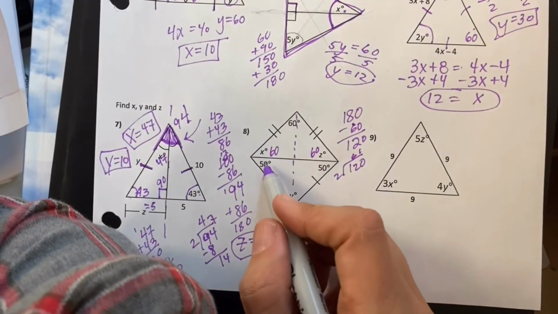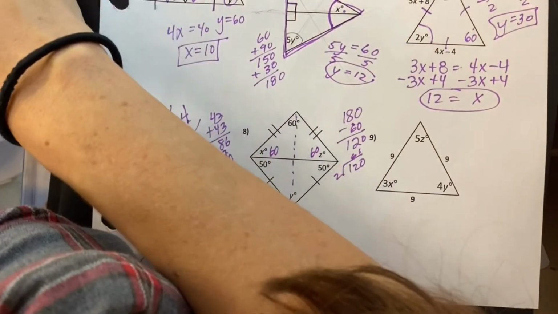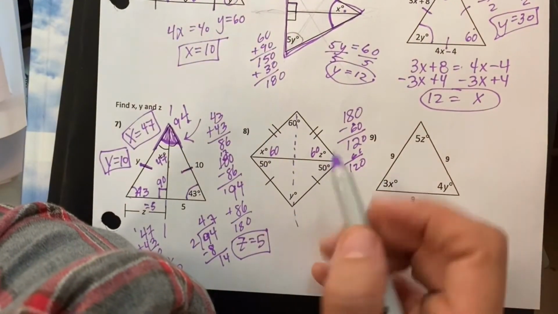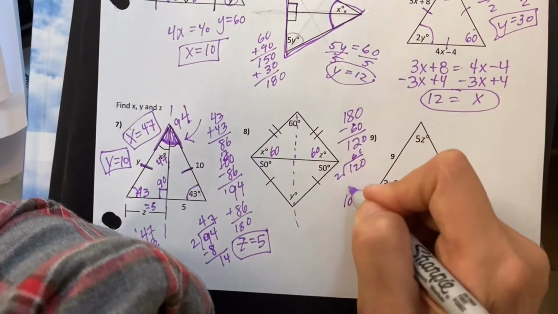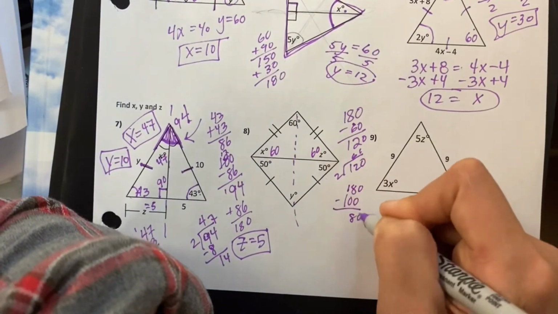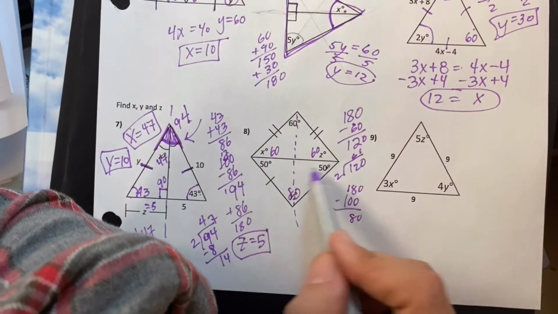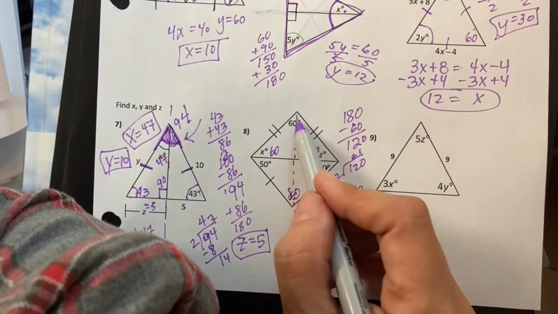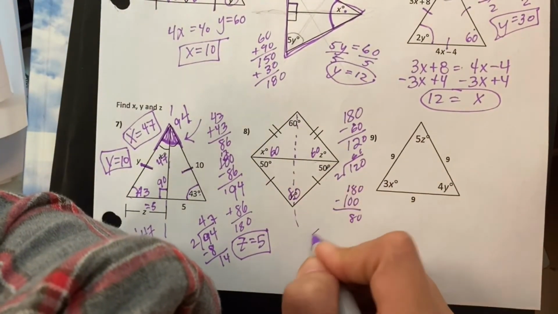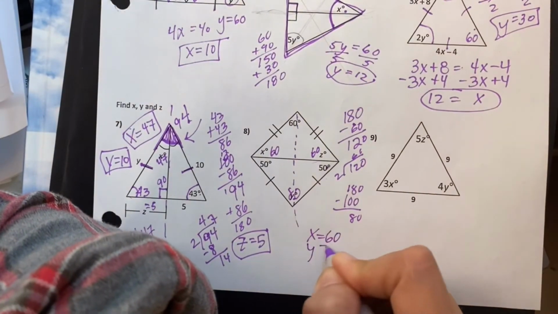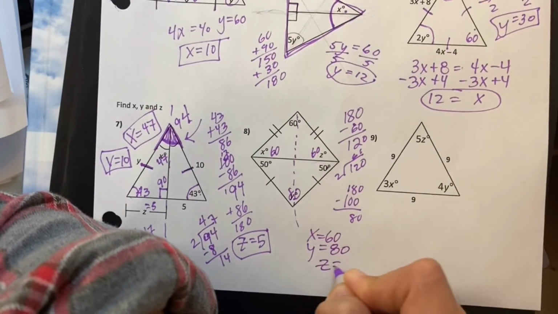Now let's look at this one. Both of these are 50. 50 and 50, so that means 50 plus 50 is 100. So what's left over? 80. So this one has to be 80. 80, 50, and 50 add up to 180. 60, 60, 60 adds up to 180. So X is 60, Y is 80, Z is 60.